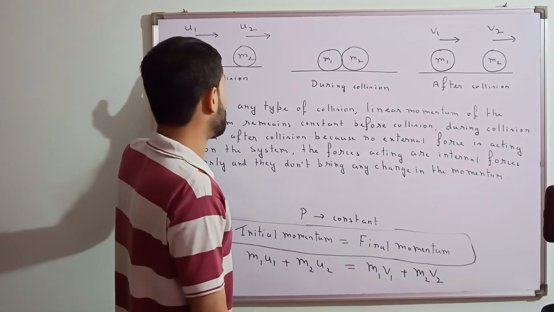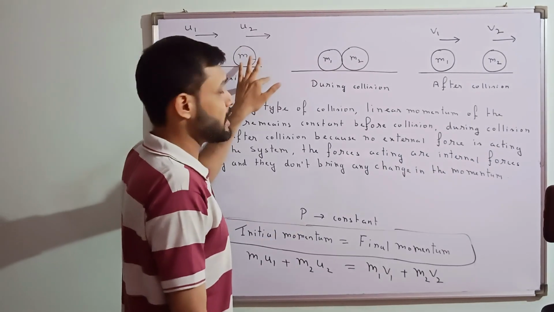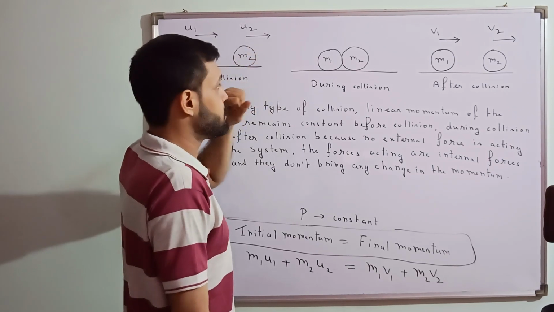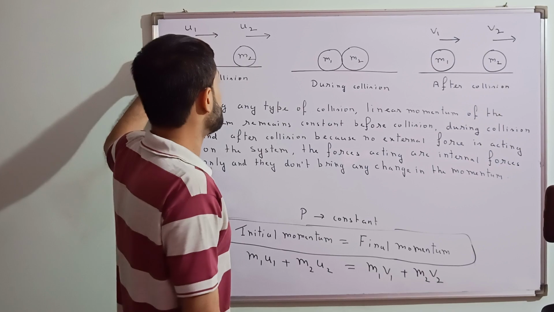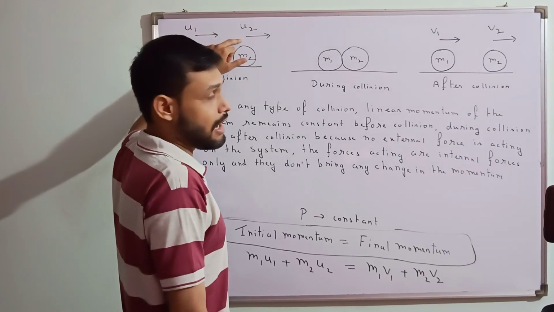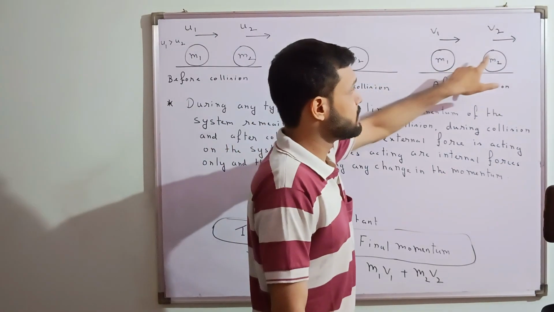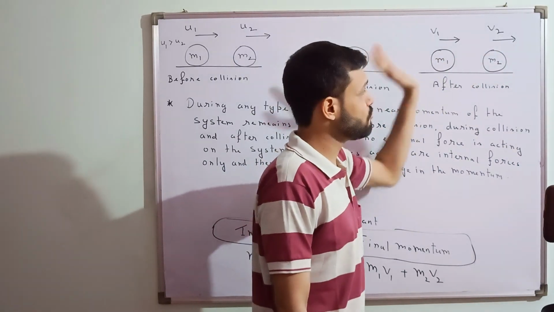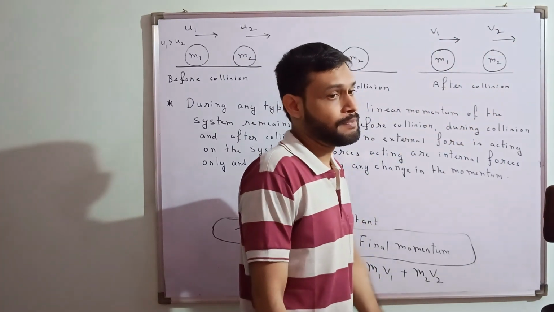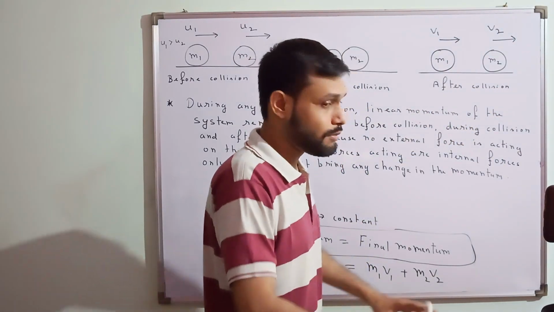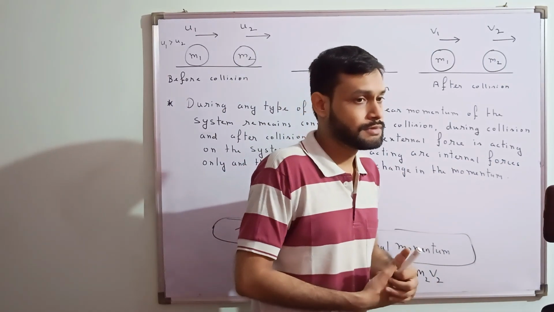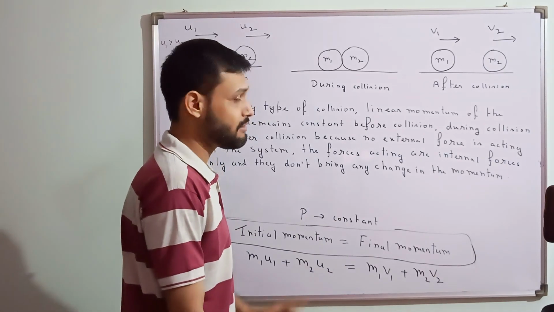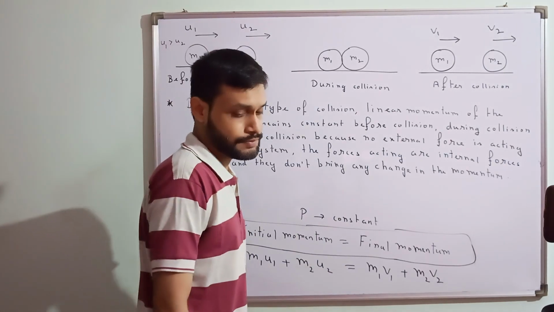Because the velocity of one particle may be imparted to the other particle when it collides with it. It may happen that this object is moving and this object is at rest, and after collision this object starts moving and this object comes to rest. That means it is imparting its velocity to the other particle. But the momentum of the entire system will remain conserved if there is no external force. So this is the basic idea. Shall we move now to the next part?